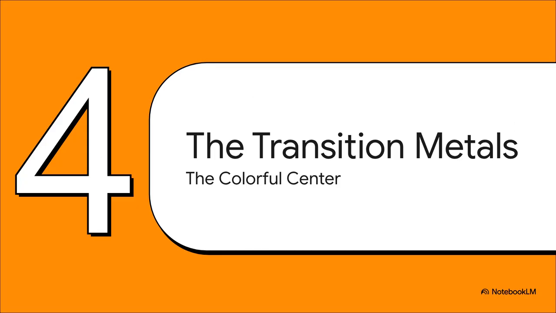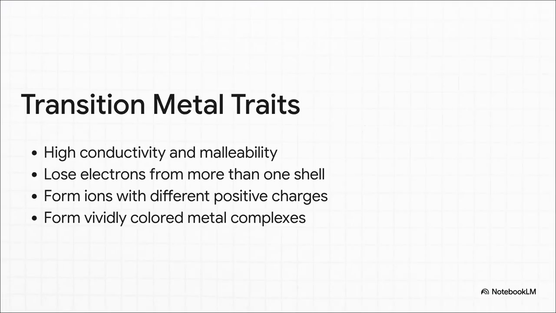Okay, let's leave the drama of the nonmetals behind and journey into the huge central block of our map, the transition metals. This is home to some really familiar faces, right? Iron, copper, silver, gold, nickel, they all live here. So these are kind of our classic metals. They're shiny, they're great conductors, super malleable, but they have a really cool trick up their sleeve.